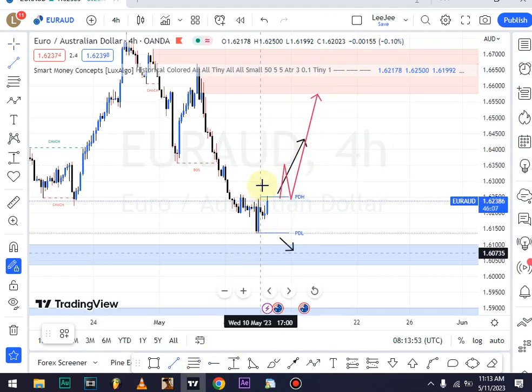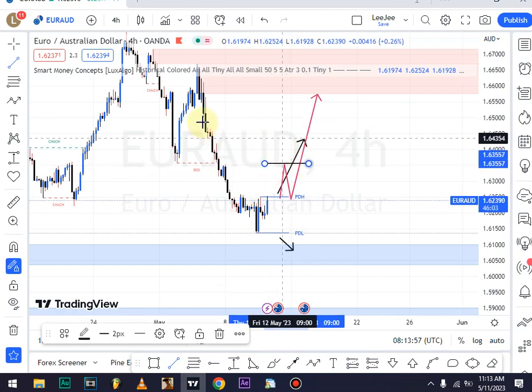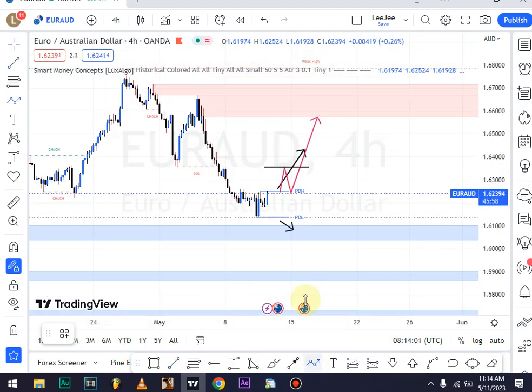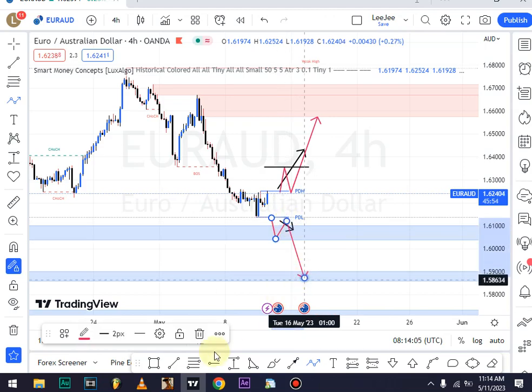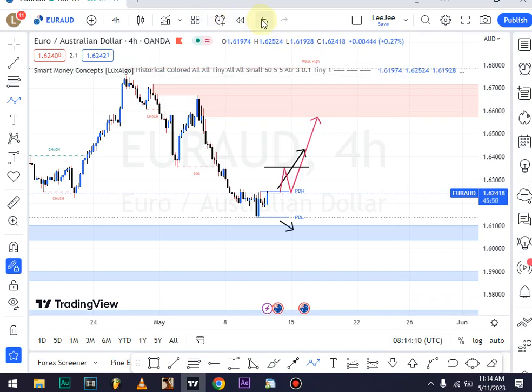Let me draw that clean. This should maybe be your first target, and if price breaks to the upper side, fine. Either way, if that does not happen, just wait for that break, boom and boom. All right, so that's what's up.